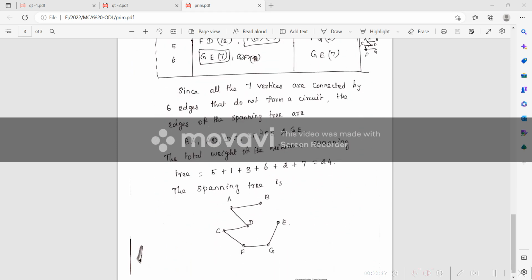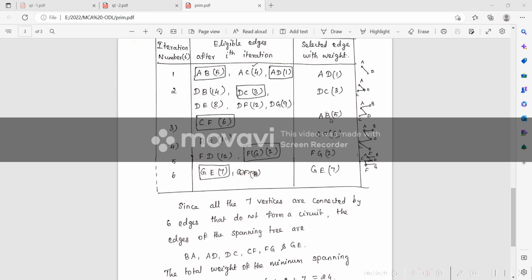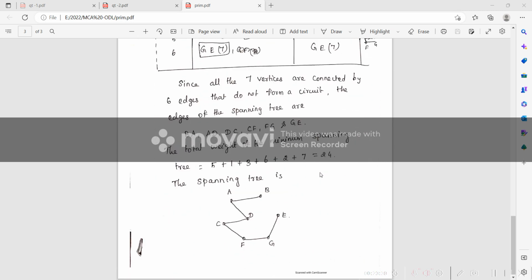Okay, so since all the 7 vertices are connected by 6 edges, that do not form a circuit. The edges of the spanning tree, we are forming in one order: BA and then AD and then DC, CF, FG and then GE. Okay, so this is our spanning tree. Weight of the spanning tree will be adding all those selected edges weight, we get the weight is 24, and the diagram for this one is BA, and then AD, next DC, CF, FG, and then GE.